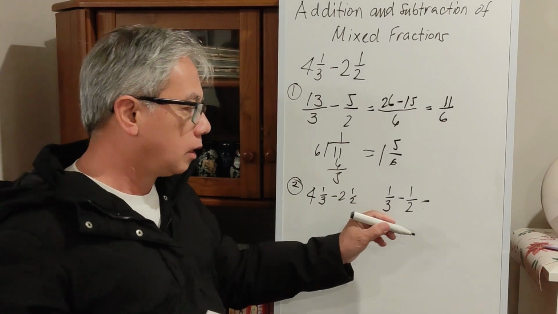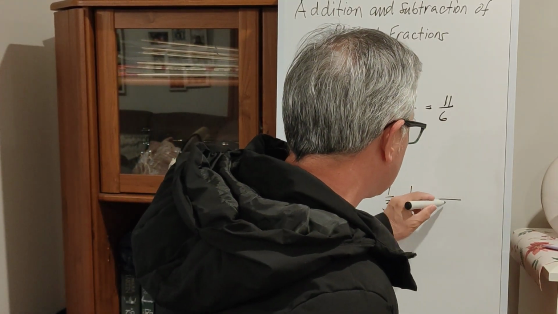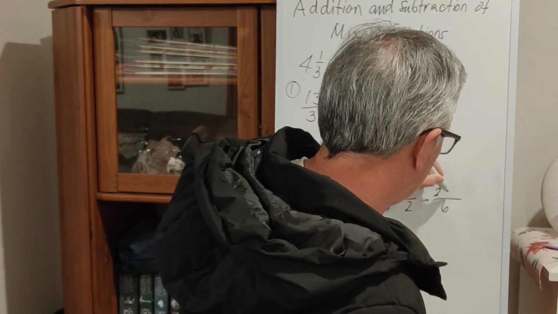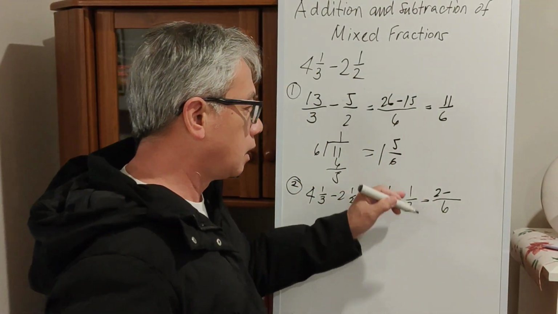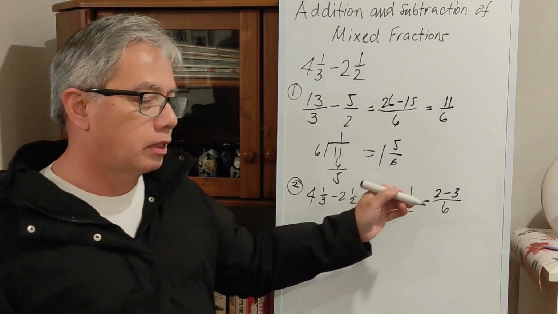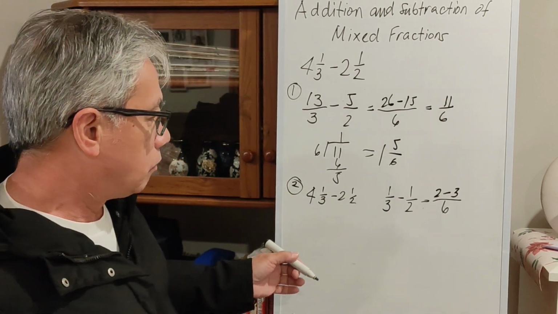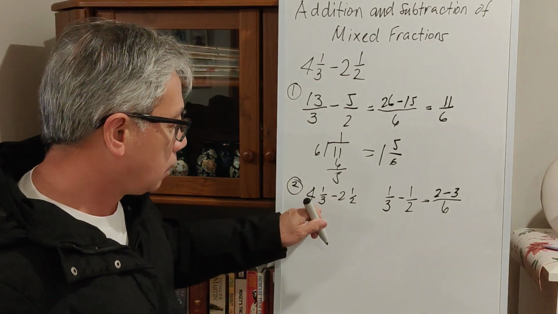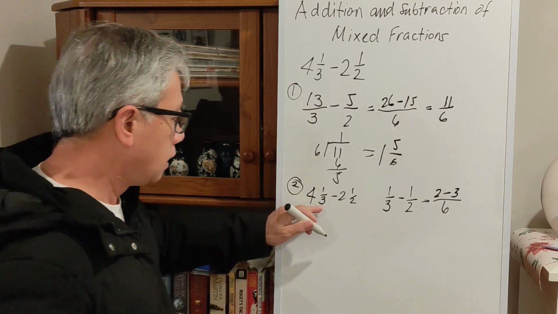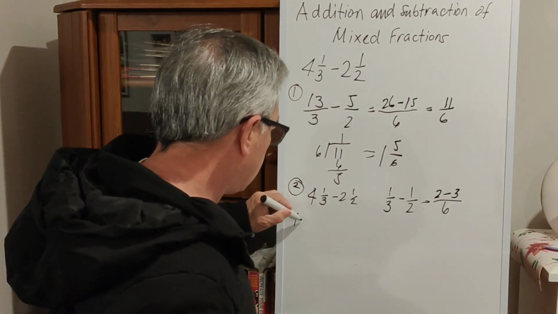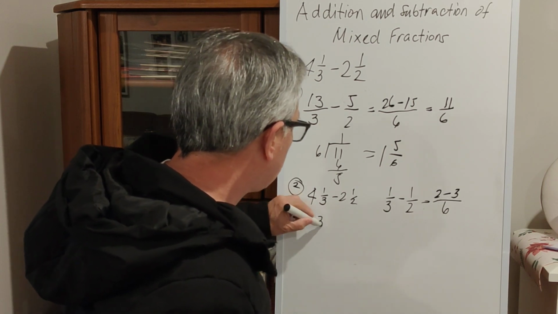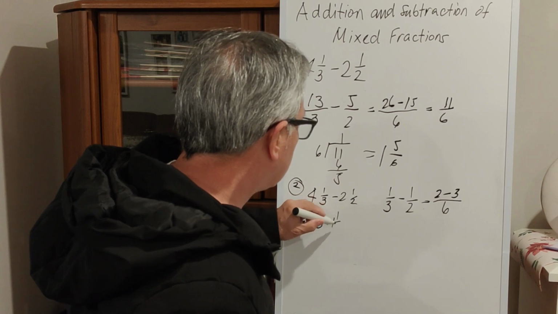So the common denominator is 6. 6 divided by 3 is 2 times 1, 2. 6 divided by 2 is 3 times 1 is 3. So 2 minus 3, we cannot subtract 2 minus 3. So what will happen is this 1/3 in here will borrow from 4. So this 4 and 1/3 becomes 3 plus 1 and 1/3.